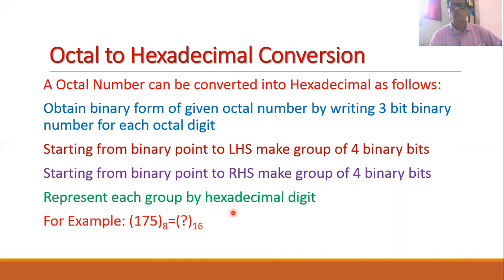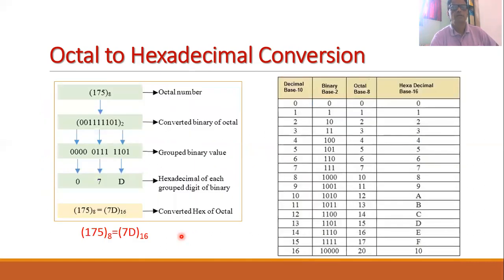Now let us understand this process with an example. Suppose we have been given an octal number 175 and we want to obtain its hexadecimal equivalent. So how do you do it? This is the number 175. In the first step, we will write the 3-bit binary number for each octal digit. So for 5, we will write 101. For 7, we will write 111. And for 1, we will write 001. By using this table, we can easily write the 3-bit binary number for each octal digit.